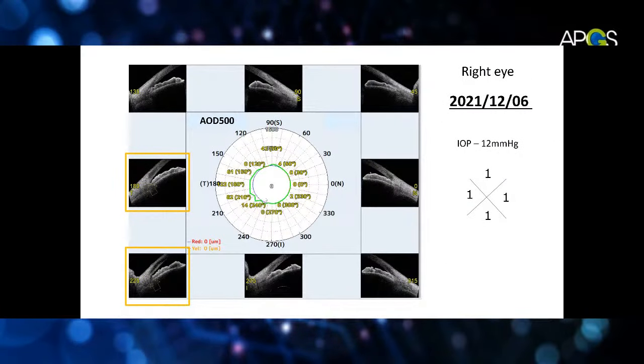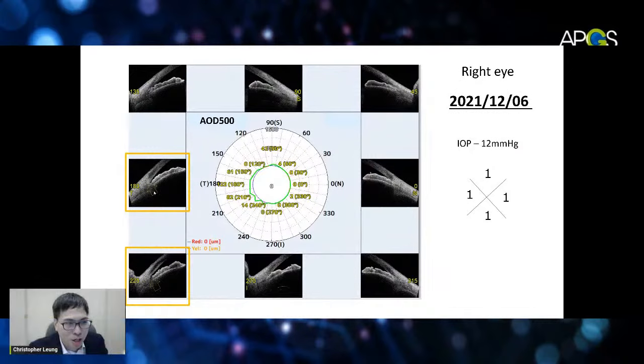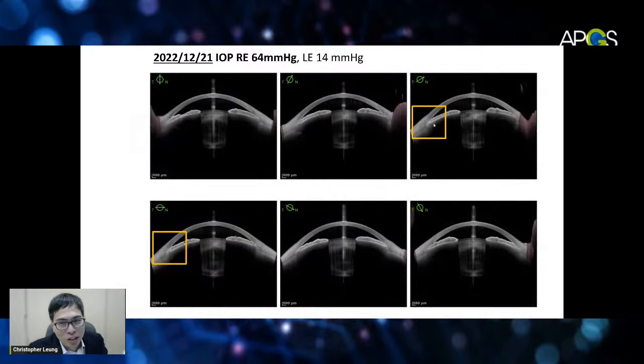Now, just a revision: we had this scan done a year ago, more than about 180 degrees with ITC, and this is what we had 2 months ago. We have pretty extensive ITC. Now, the two angles I just highlighted over here were open a year ago. Now they're closed. Actually, all angles were closed, and that's why the pressure went up.